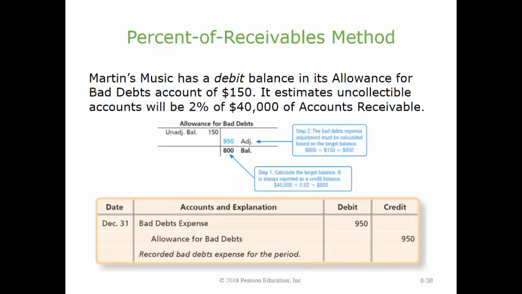If a company has a debit balance before the adjustment, the calculation for bad debts expense is a little different. Instead of subtracting the unadjusted balance of the allowance for bad debts from the target balance, the unadjusted balance will be added to the target balance. Notice in the above example that when the allowance account has an unadjusted debit balance, the target balance must be added to the unadjusted balance of the allowance for bad debts to determine the bad debts expense adjustment.